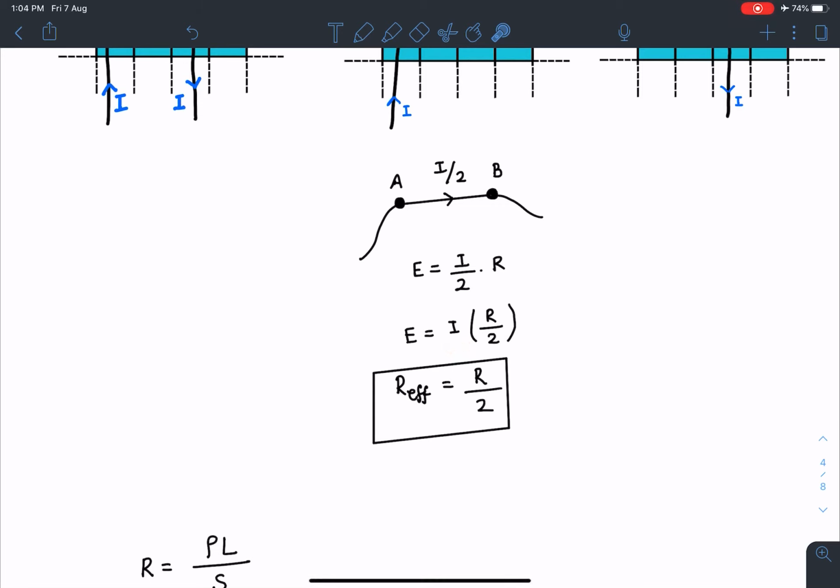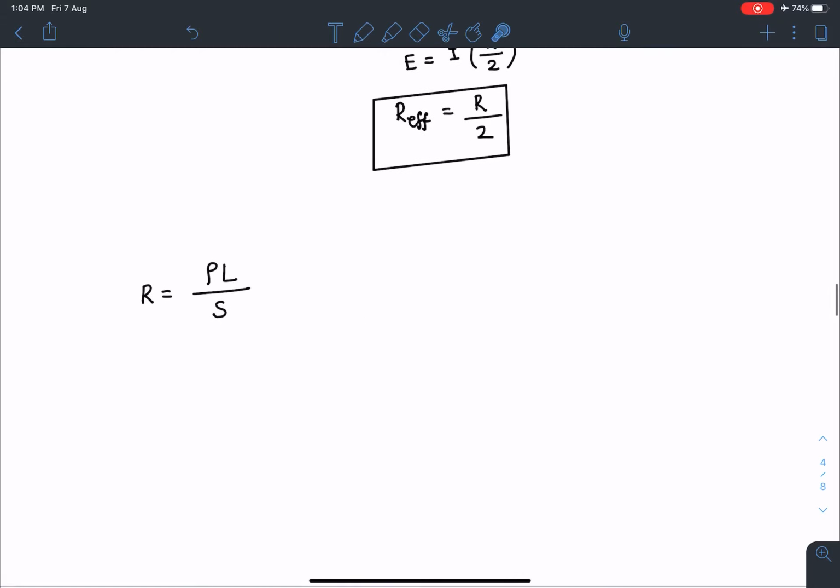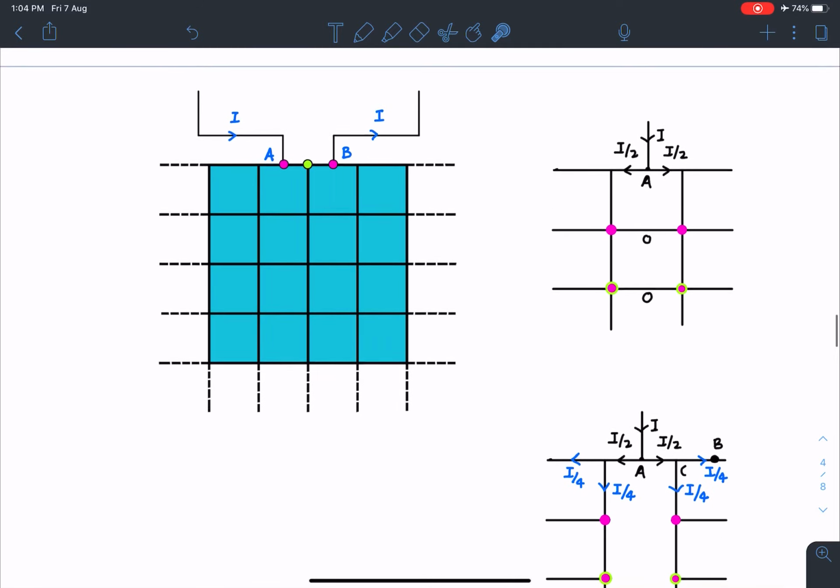So E is equal to I times something, that something is R effective of the grid, where R is rho L by S. Alright, now the same logic, the same superposition principle we are going to apply in the case of the modified grid. So here it is.